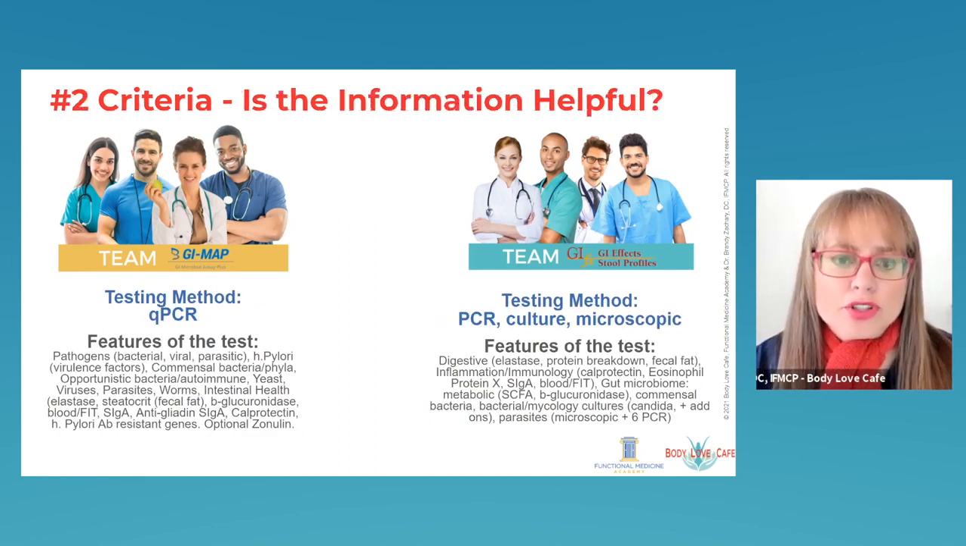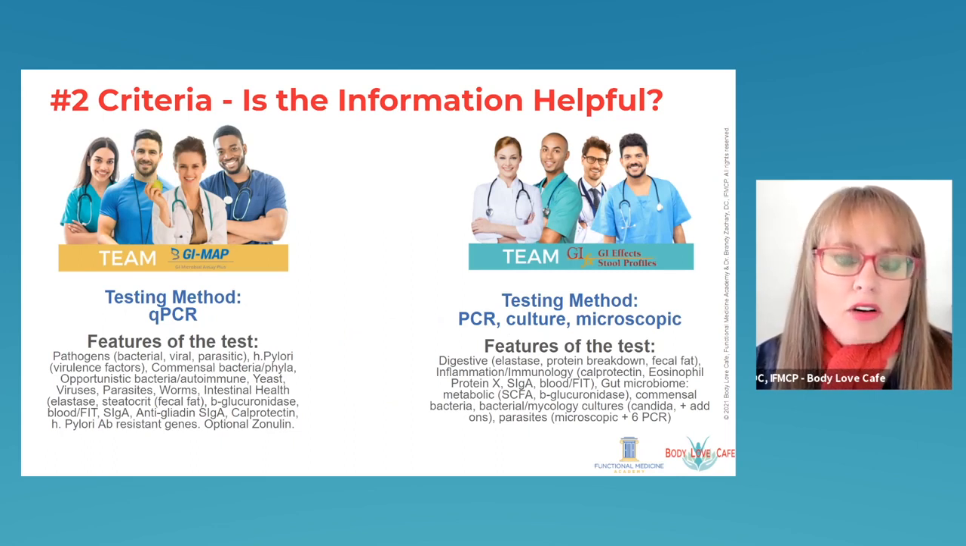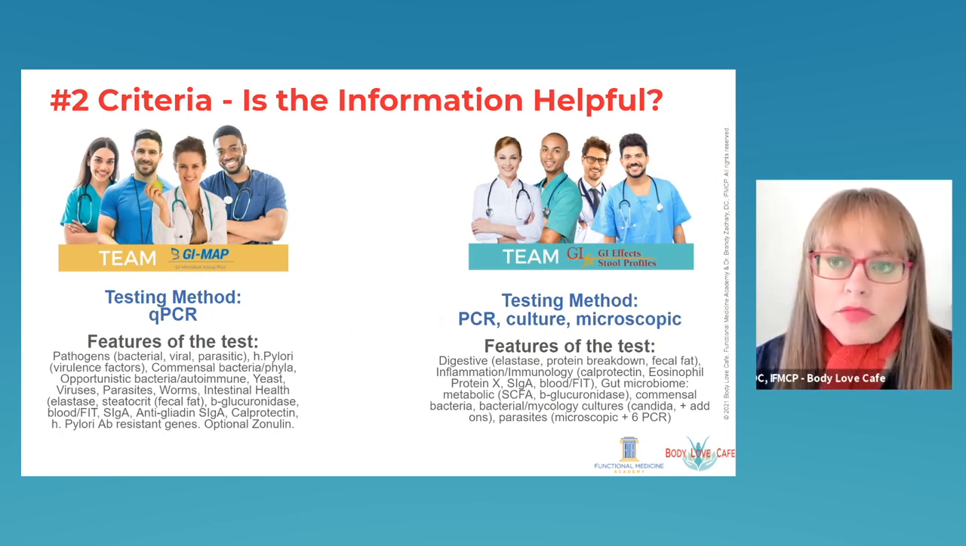Okay, criteria number two: is that information helpful? It's one thing to get the report, but do you know how to use it? Do you understand some of the differences between the tests, and when are you looking for one method versus another? For Team GI-MAP, the testing method is what's called qPCR, quantitative PCR, also known as real-time PCR, which is a very advanced and precise methodology. There's lots of great research backing that up, and you can look into some of the validity for that.